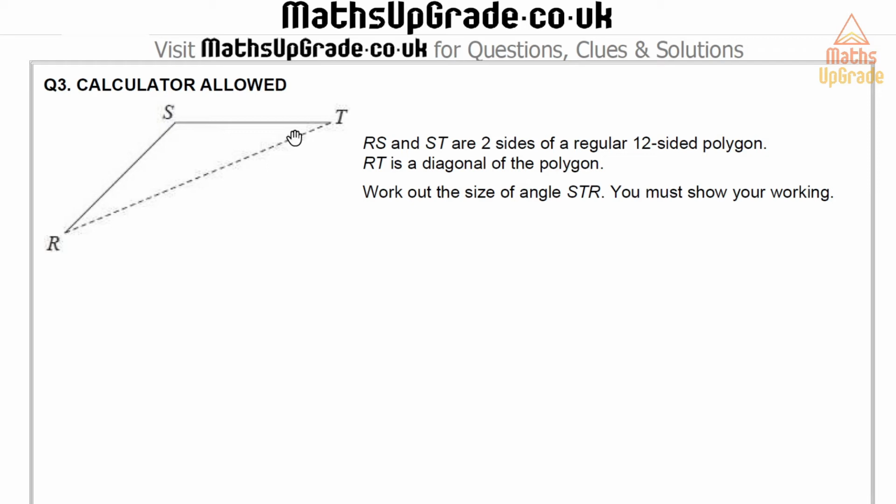So the way I'm going to break this down, first I'm going to underline the words regular and 12-sided. I'm going to find, first of all, angle RST, which is this angle here. Then I'm going to find angle STR, which is the angle I need to find. The clue with this question is it's a regular shape, so this side RS is equal to this side ST. That forms an isosceles triangle. But before I use that fact, let's find angle RST.